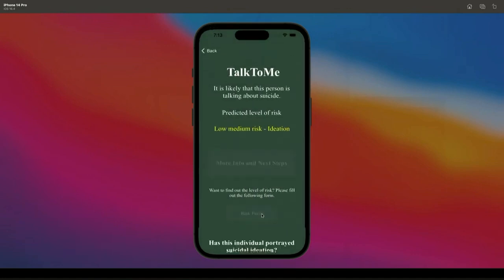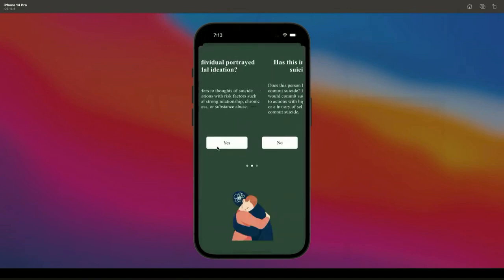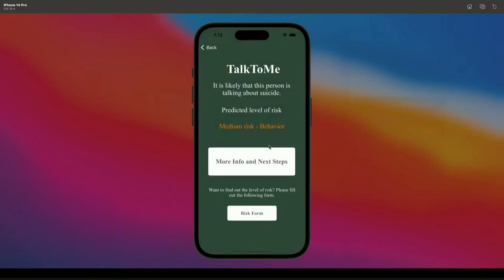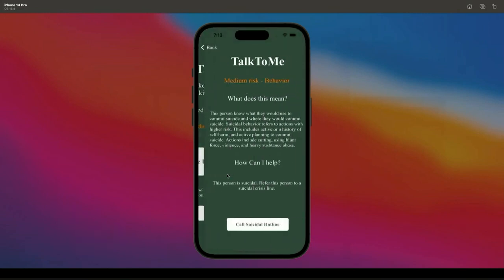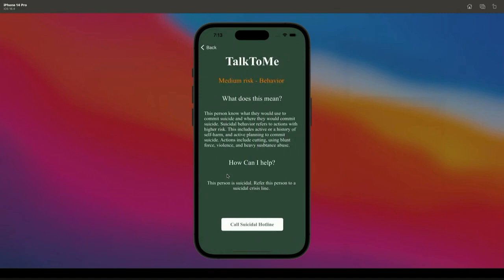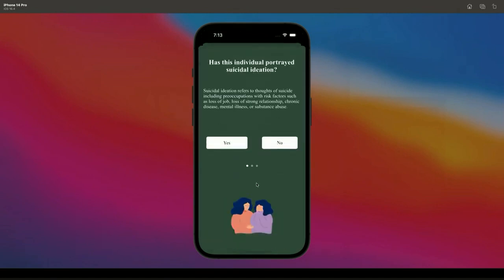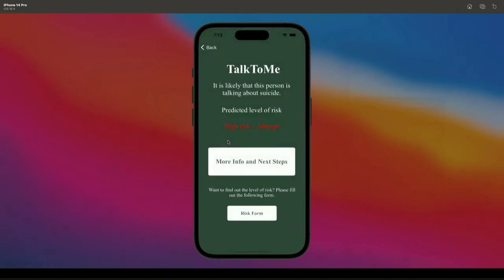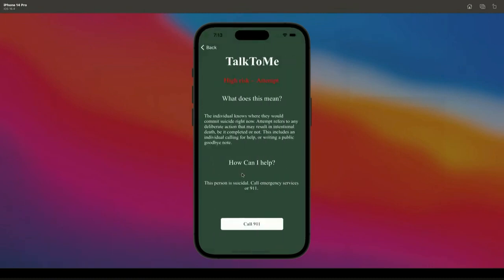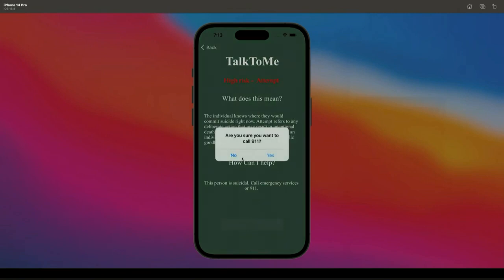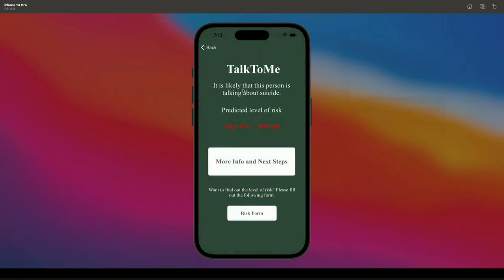And if you go back and answer the risk form in a different way, let's say yes, yes, no, this is now medium risk, which is behavior. And if you click more info, next steps, now the actions change as well. So now the only option that's available is calling a suicidal hotline, since this is the only action that corresponds to this level of risk. Finally, if you were to go back and click yes, yes, yes, this would be a high risk, which is attempt. And if you click more info, next steps, now the only option is calling 911 or emergency services. So that's the entire application.